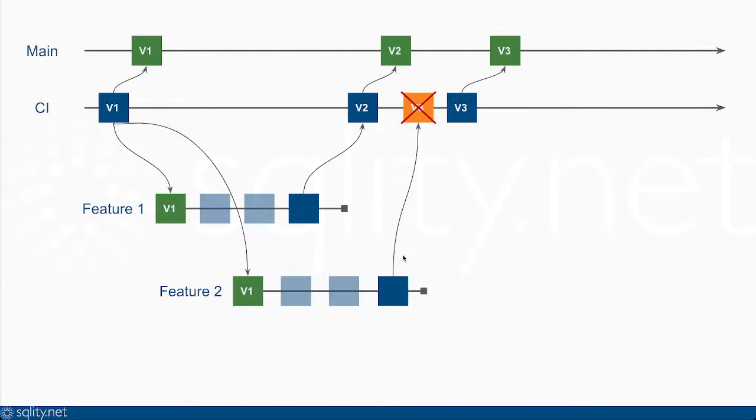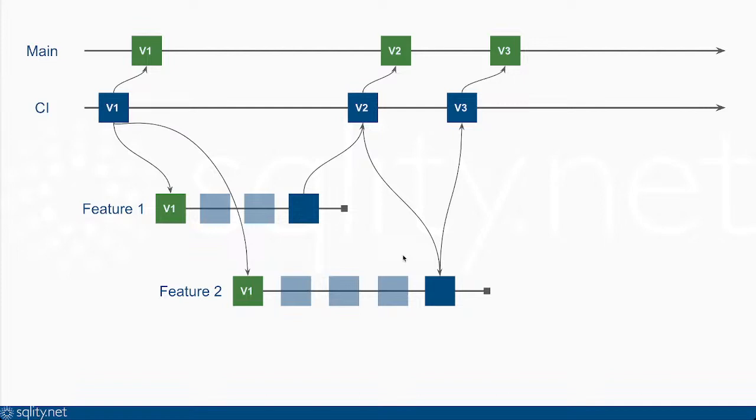So how do we get around that? Well, we merge in the other direction. Instead of merging into CI, before we are going to merge into CI, we merge from CI into our feature branch.